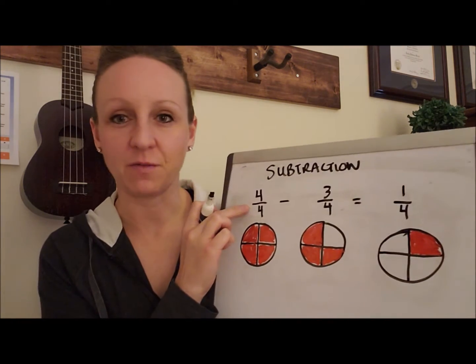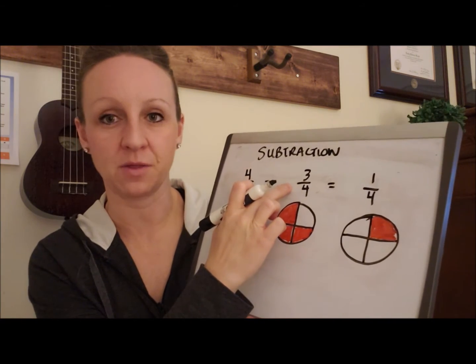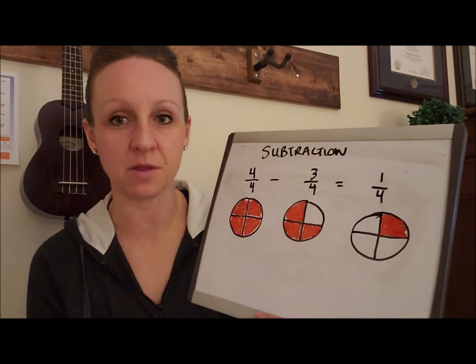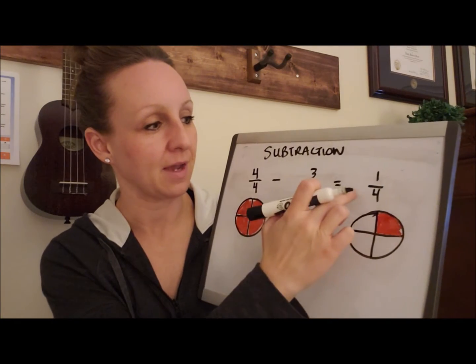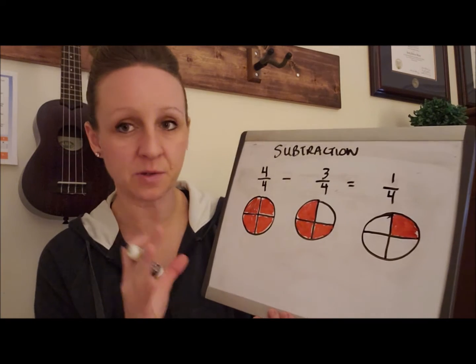So it's saying 4 out of 4, so I've shaded in 4 pieces out of 4 pieces. This is saying to subtract 3 out of the 4 pieces, so I've colored in 3 out of the 4 pieces. And I'm telling you the answer is 1 out of 4, so you can see there's the 1 piece left. So here's how this works.